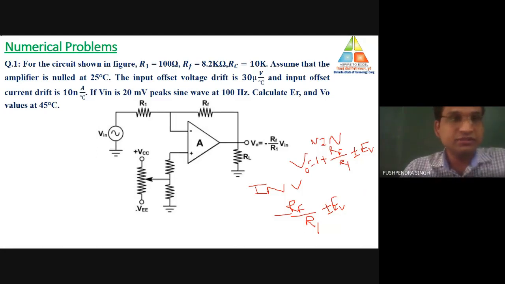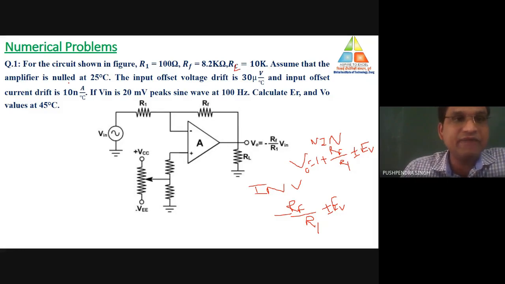So in this question, for the circuit shown in the figure, nothing is given about whether the circuit is inverting or non-inverting. So you need to identify the circuit. And how to identify? From which particular terminal you are applying the input AC signal. The input AC signal is applied here at the negative terminal. That's why it's an inverting amplifier. The value of R1 is 100 ohm, RF is 8.2 kilo ohm, and RL is 10 kilo ohm.